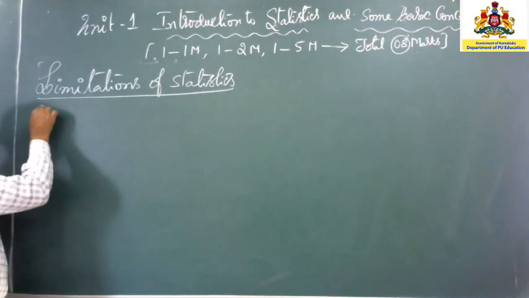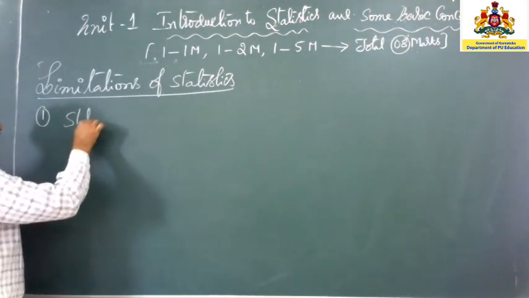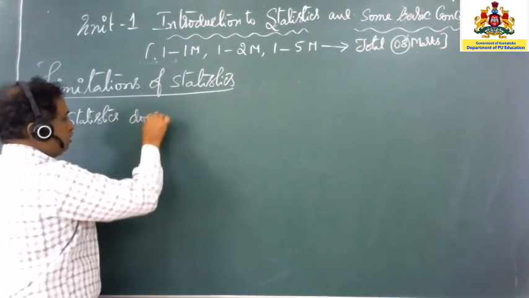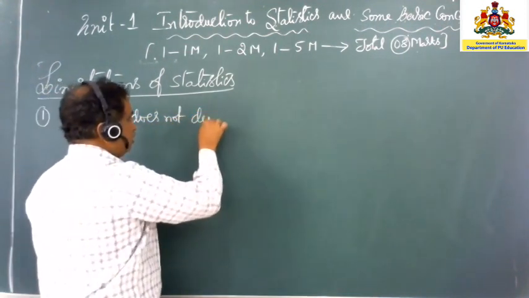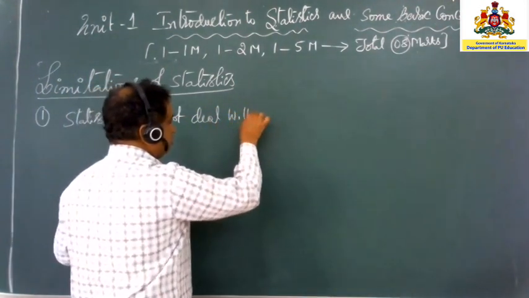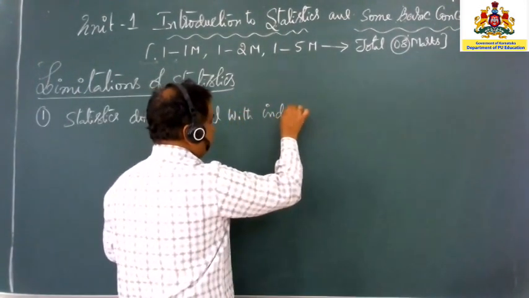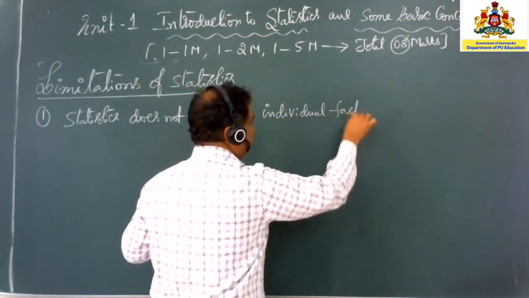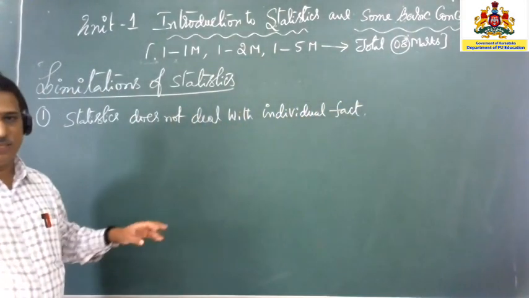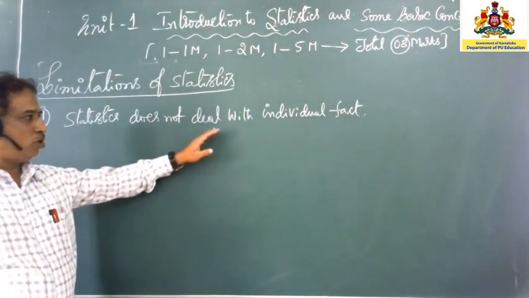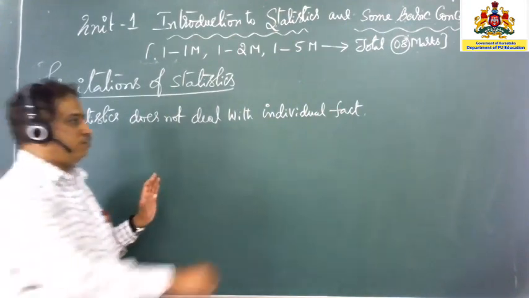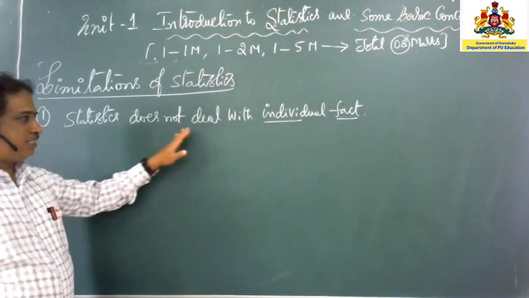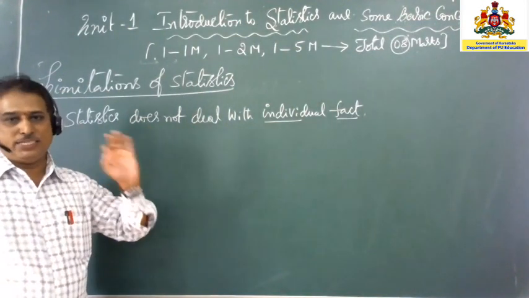The first drawback of statistics: statistics does not deal with individual facts. Statistics does not deal with individual facts. That is the drawback of statistics. Fact means information. Individual means single information. Statistics does not deal with a single fact, single information.